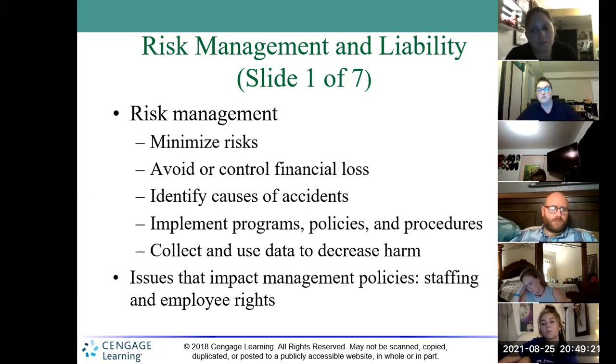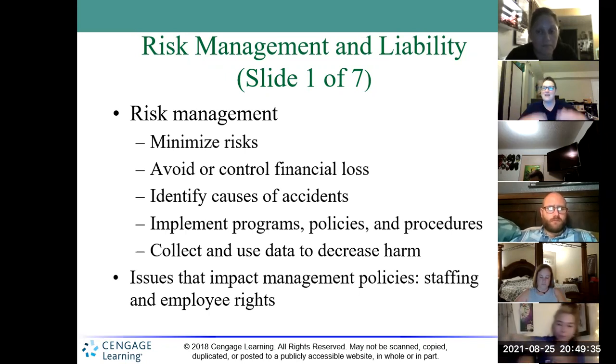Issues that impact management policies: staffing. Right now, everybody's understaffed, right? So does that raise the risk of incidents? Yes. Does it raise the risk of negligence? Yeah. Does it raise the risk of errors in the OR? Absolutely. Because you're working under a little more pressure and stress, it causes your ability to perform at that highest level to drop a little bit. So you may make more errors.